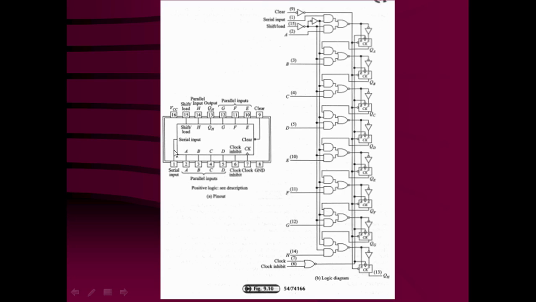Pin number 1 is the serial data input. You can see that in this circuitry, the serial data input is the upper AND gate. One of the input terminals is designated serial data input.